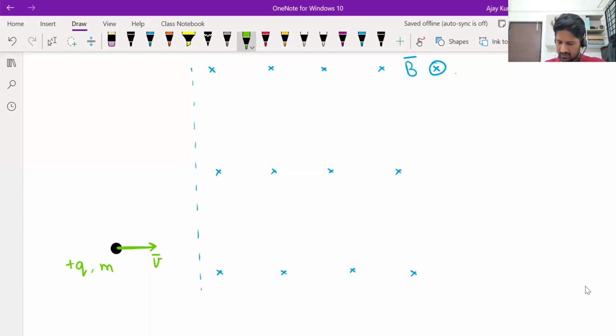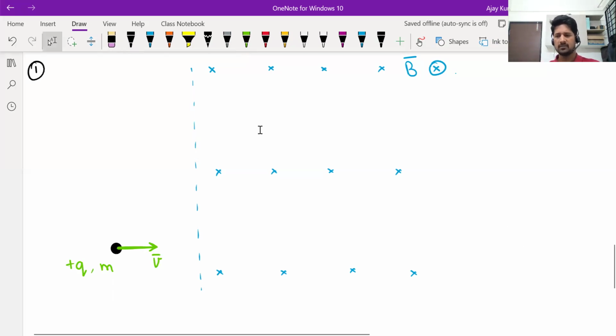We are not considering gravity or any other forces. For now, we are only studying what happens to a charge due to a magnetic field. So one of you tell me, what will happen to this charge after it enters into the magnetic field? Think carefully. You should be able to describe the complete picture.